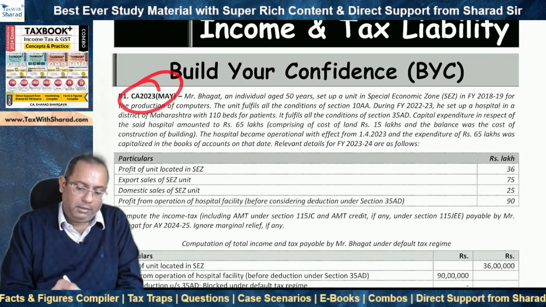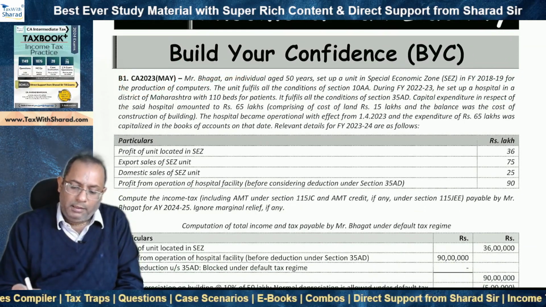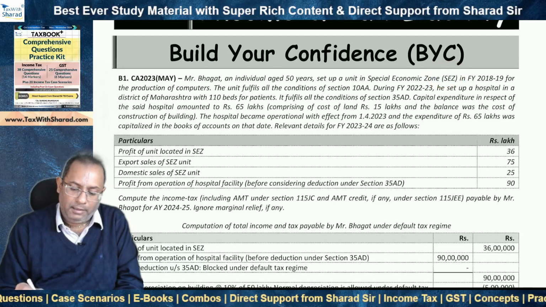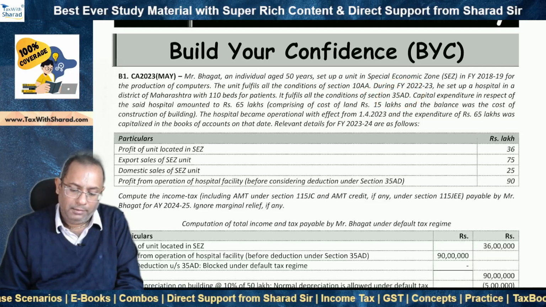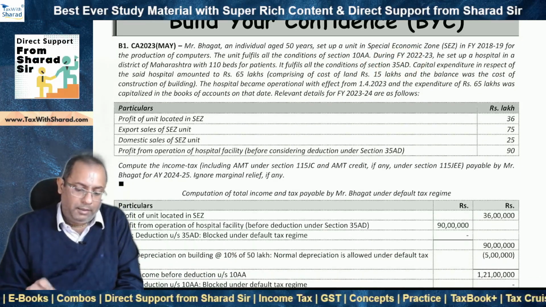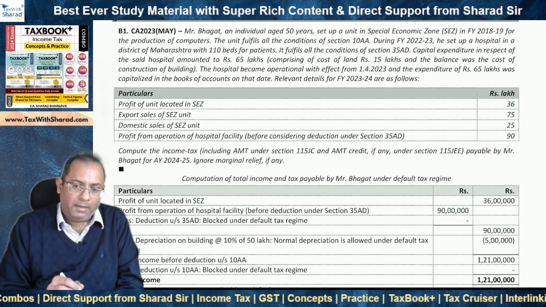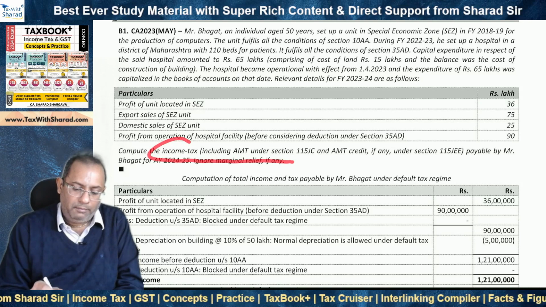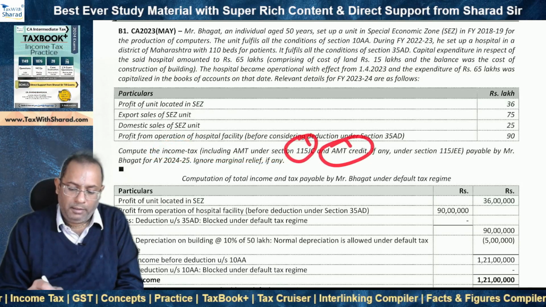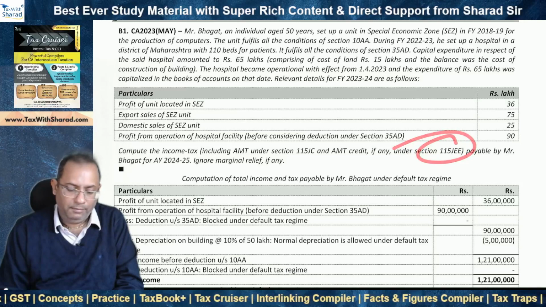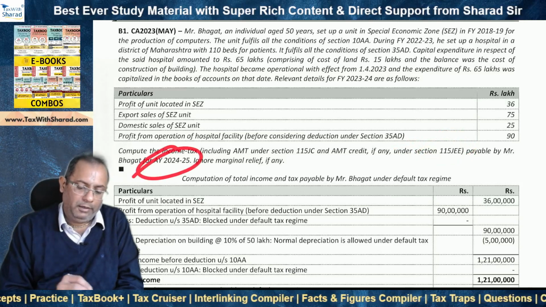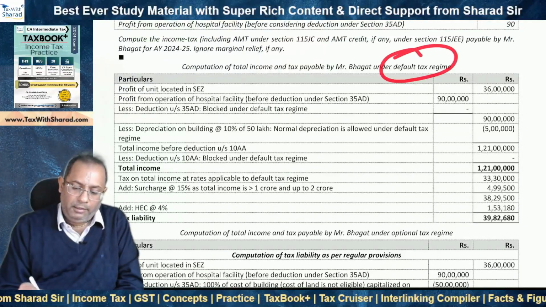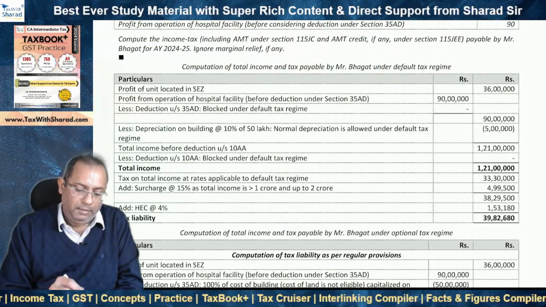CA 23 May, Mr. Bhagat. He had set up a unit in a special economic zone. Section 10AA was applicable, and there is a mention of section 35AD as well. Certain details are given, and then the question asked the students to compute the income tax, including AMT under section 115JC and AMT credit, if any, under section 115JD, payable by Mr. Bhagat for AY 24-25.